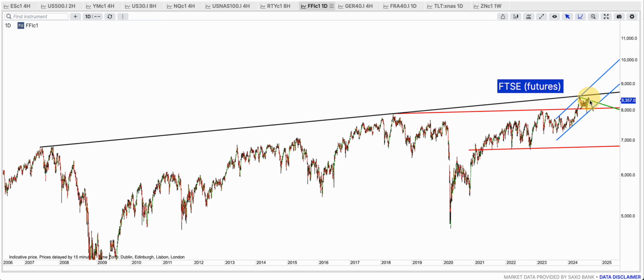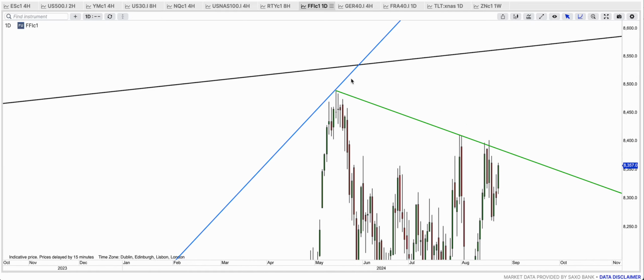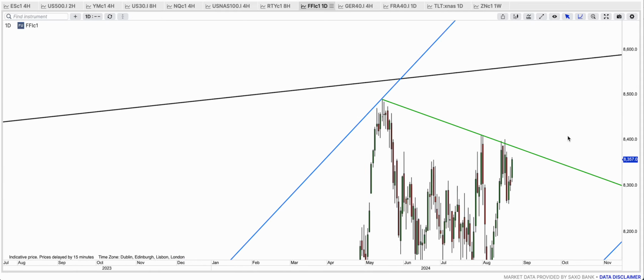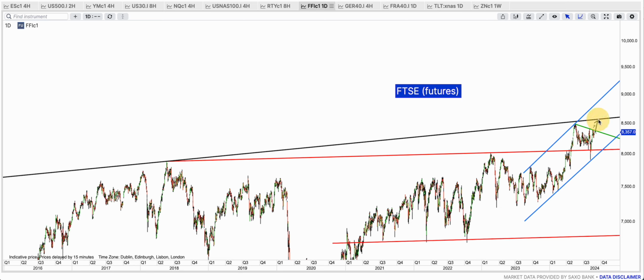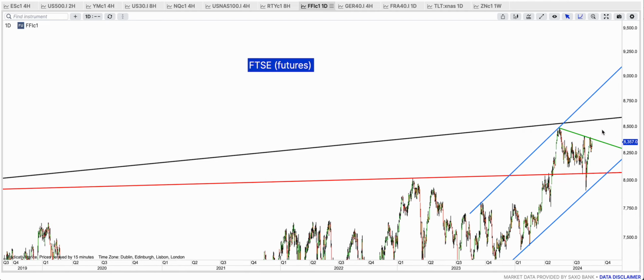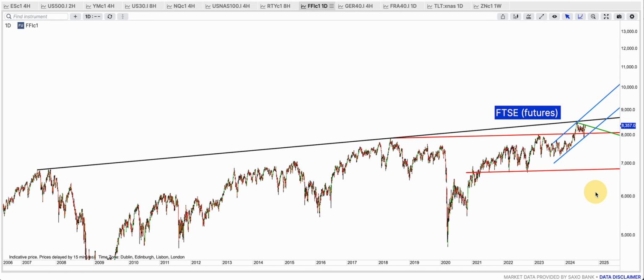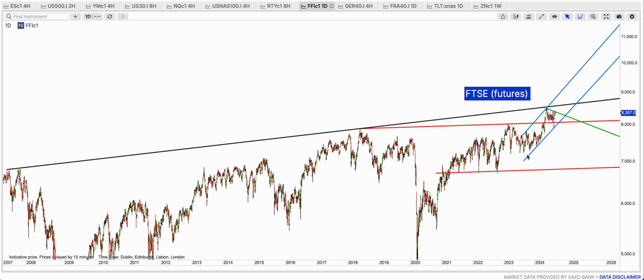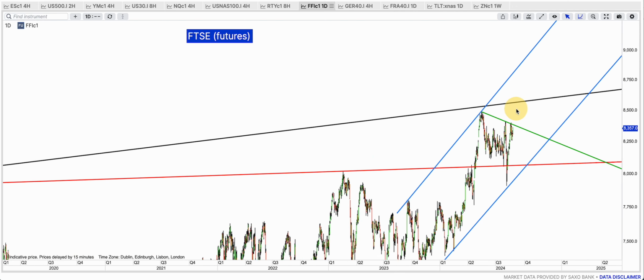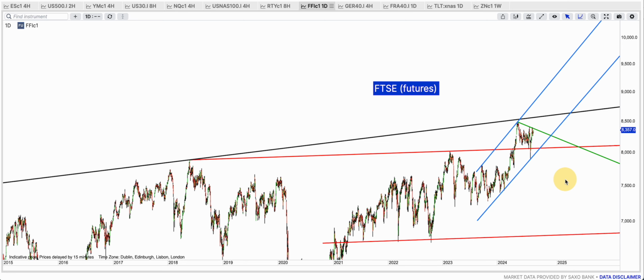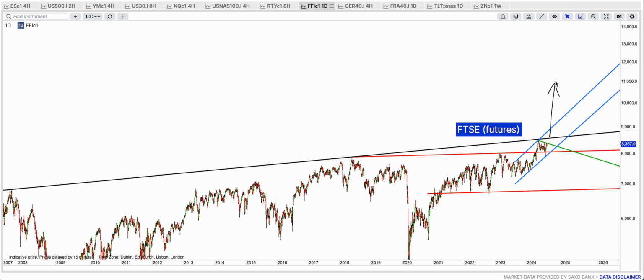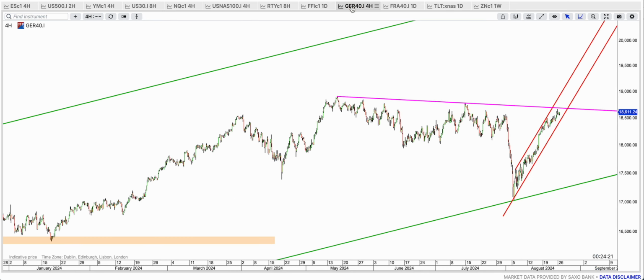But first, it has to break this green resistance. 1, 2, 3, 4. All right. And is it going to get to that black top band? I think it will. So if it does break this green resistance, it is going to get to 8,550 or 70. And then we'll see whether that black line turns into a major resistance. And if it does, we may see it coming down one more time really hard, or it may really signal a big break and get to much higher.